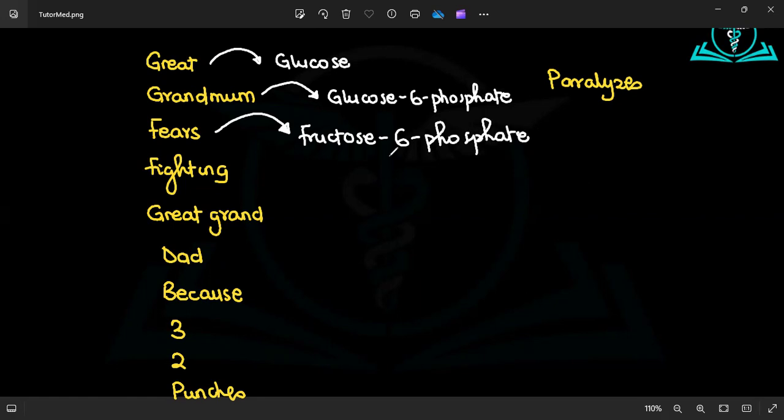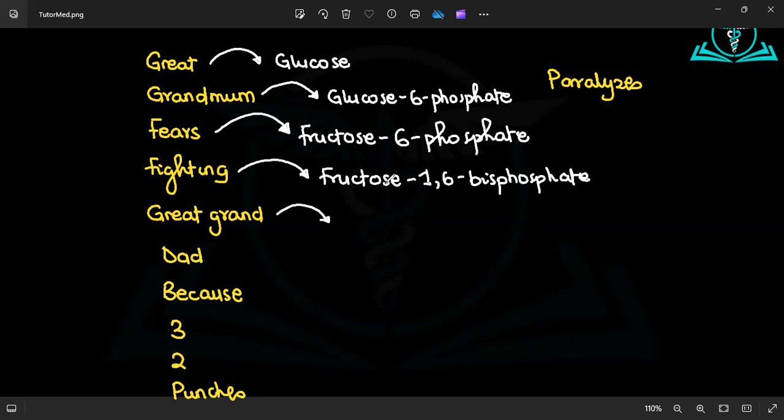Fructose 6-phosphate. Then you add another phosphate to this, and then we have fructose 1,6-bisphosphate or diphosphate, isn't it? Then the fructose 1,6-bisphosphate is divided into 2 molecules.